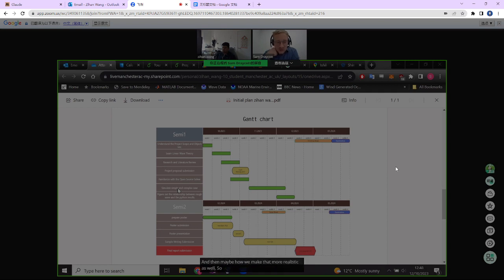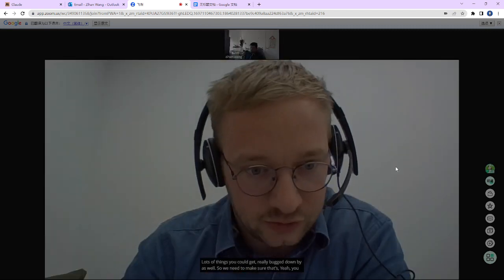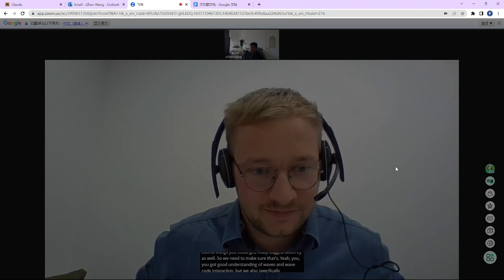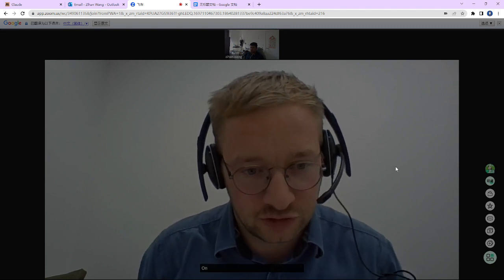Overall, these are the main steps that we actually need to do. What is it that you actually want to cover in your literature review? Because there's lots of things you could cover, and lots of things you could get really bogged down by as well. So we need to make sure you get a good understanding of waves and wave current interaction, but we also specifically focus on these horizontally sheared currents as well.